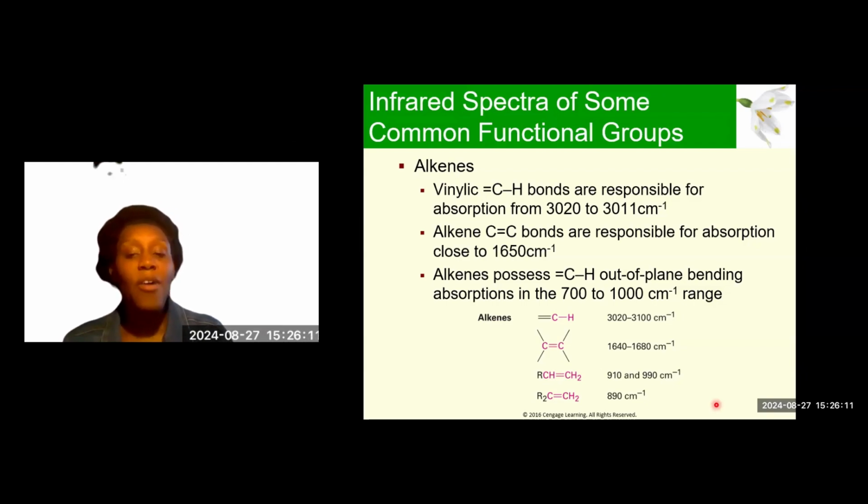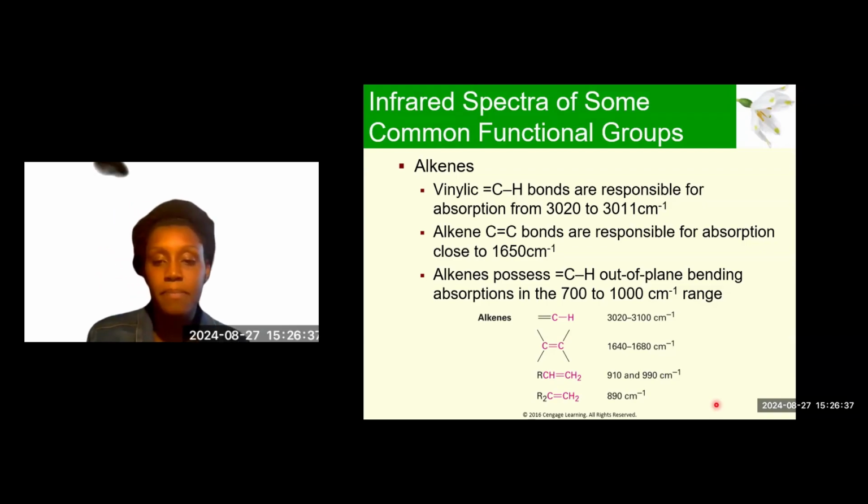Alkenes also have some other peaks that you can see, some out-of-plane bending. So you have your stretching, which is the 3,000 area, but then you have some out-of-plane bending that absorbs around 700 to 1,000. But the main ones I want you guys to focus on are the carbon-hydrogen absorption and the carbon double bond carbon absorption, okay?